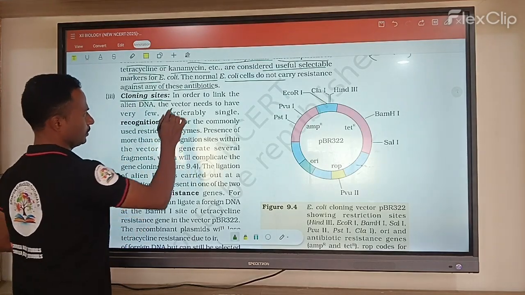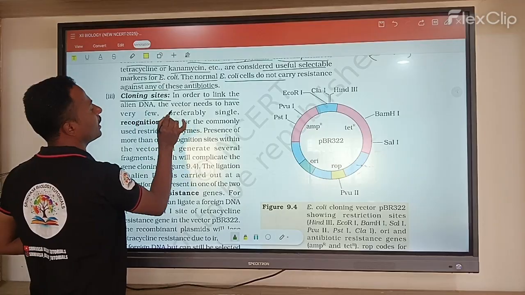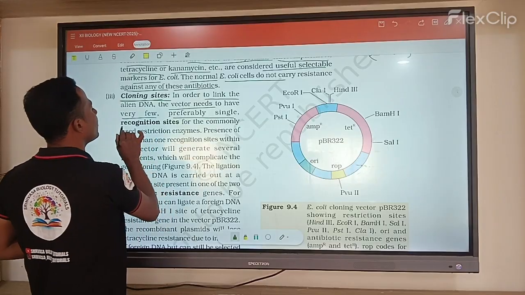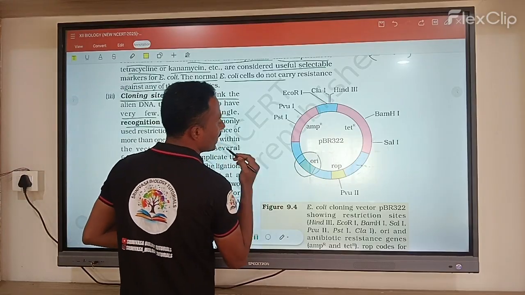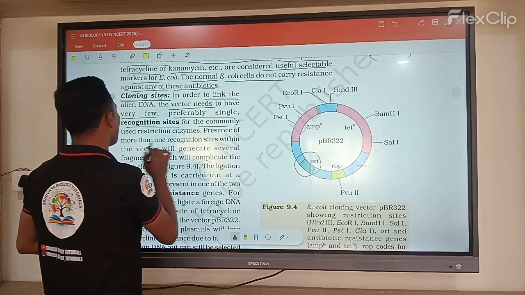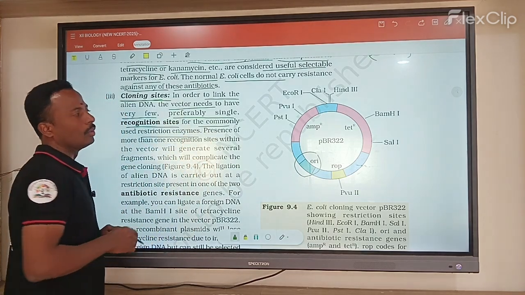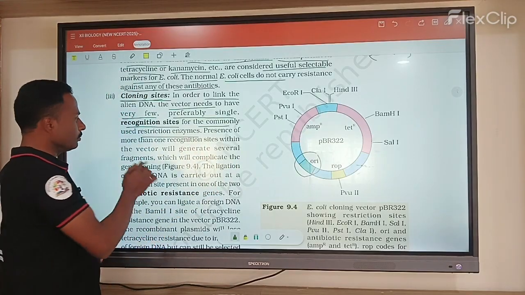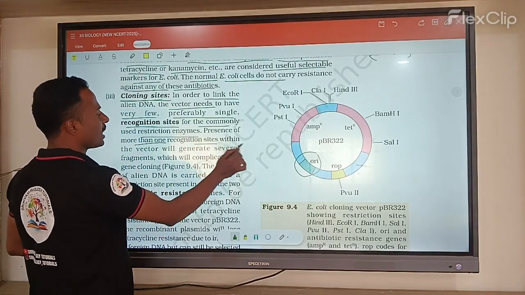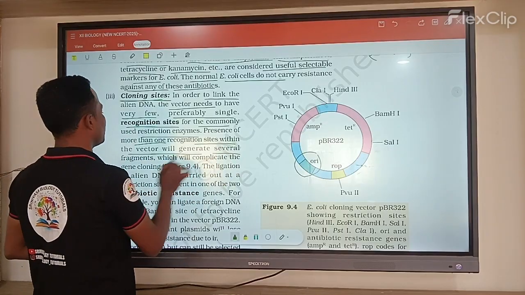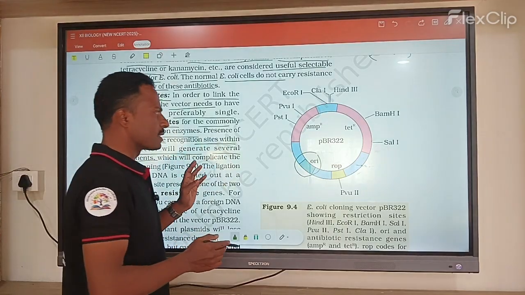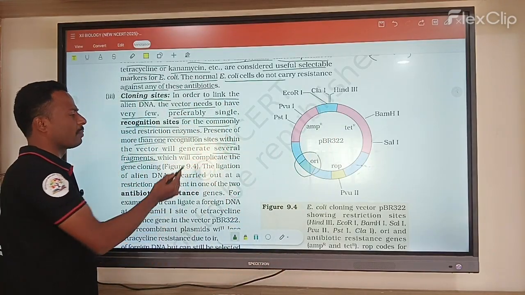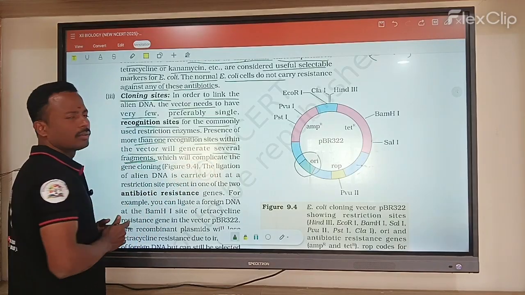Third one is the cloning site. In order to link the alien DNA into the vector, it needs to have very few, ideally a single, recognition site. For that, restriction enzymes are commonly used. The presence of more than one recognition site within the vector will generate several fragments.